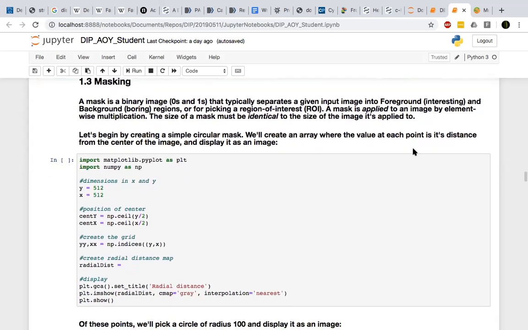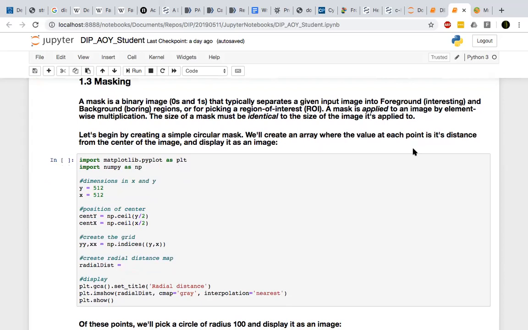And so we're going to start off with nothing that's motivated by the data itself. We're just going to make a mask of our own desire. So we can always do that. We can always say, I'm going to make a mask and I'm going to take just this region of interest.